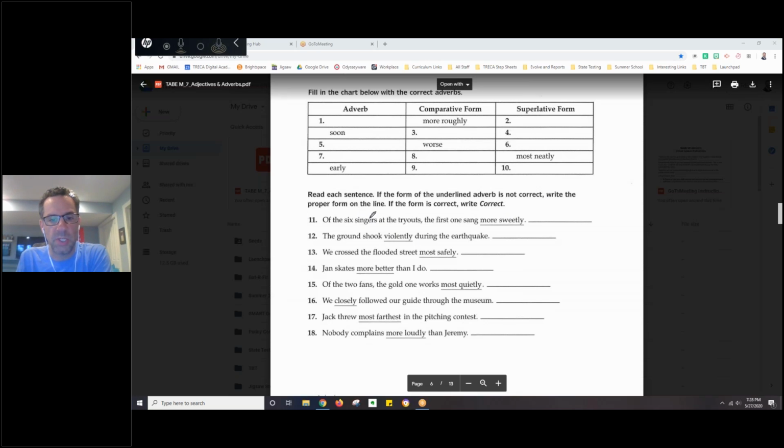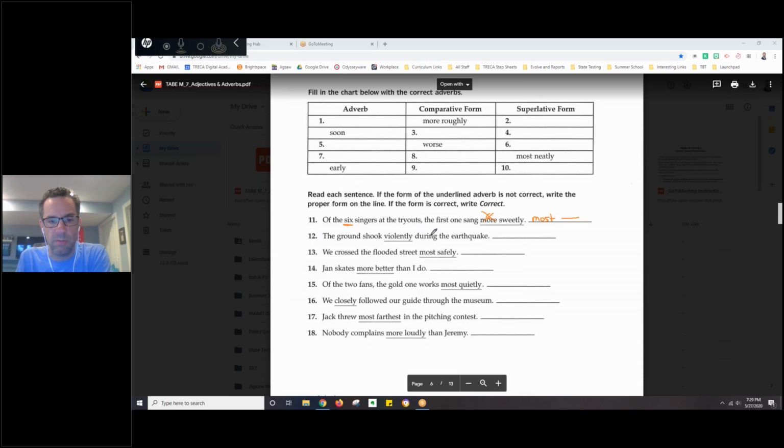So this says, of the 6 singers at the tryout, the first one sang more sweetly. I know this is wrong because we're comparing more than 2 things. This is 6. So that means that the form has to be superlative, and this is in comparative. So the first one sang most, it would be most sweetly. So more is comparative. We don't use comparative because there are 6 singers. We need to use the superlative. So the superlative is most, not more.